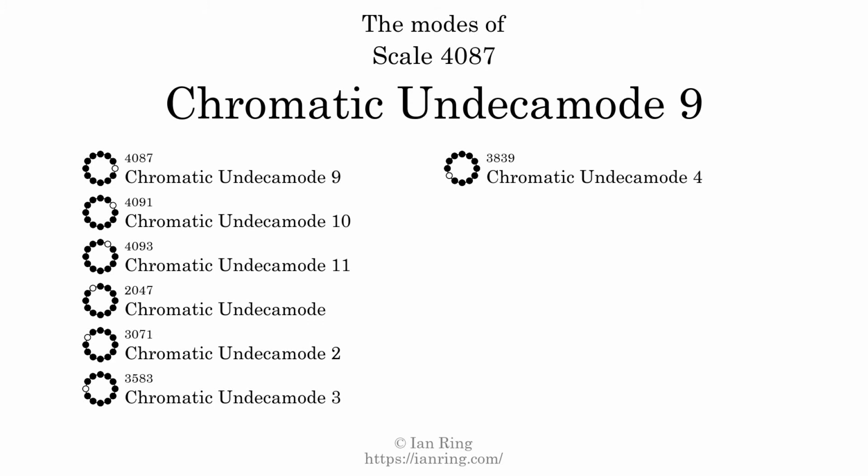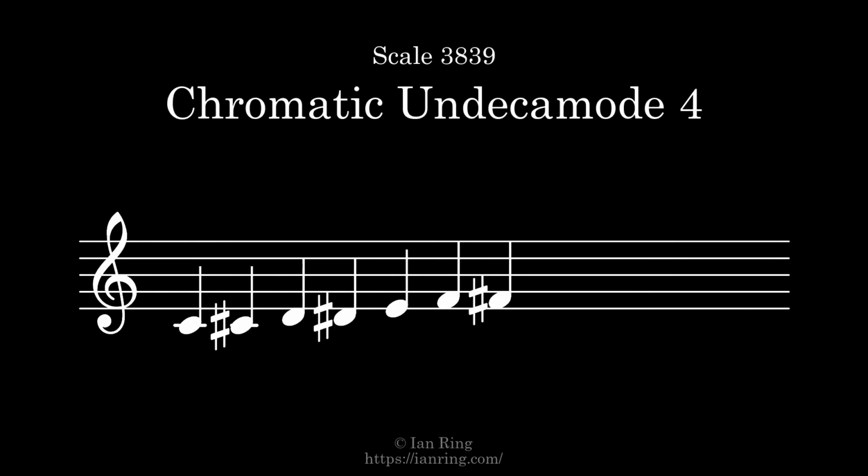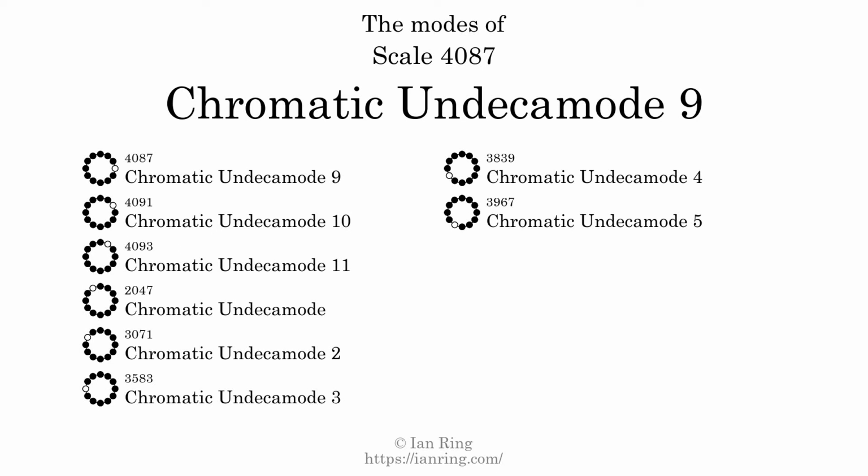The seventh mode is scale 3839, also known as chromatic undecamode 4. It sounds like this. The eighth mode is scale 3967, also known as chromatic undecamode 5. It sounds like this.